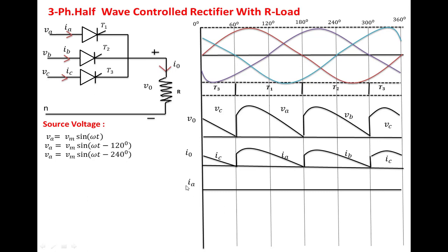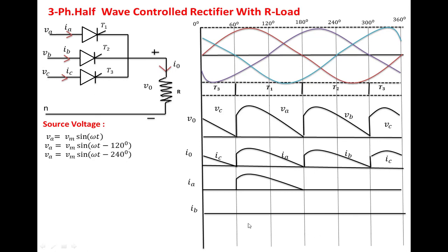Next we are going to draw the phase A current. From 0 to 60 degrees, this current is supplied by phase C, so the phase A current becomes 0. Now phase A is supplying a current from 60 to 180 degrees. You take up the same magnitude and same waveform. In the remaining durations, phase A is not supplying any current, so you have to take the phase A current as 0.